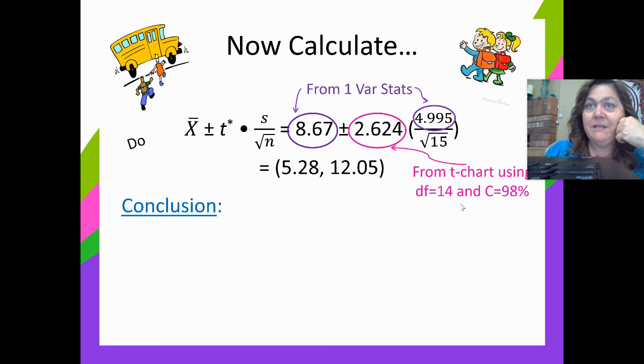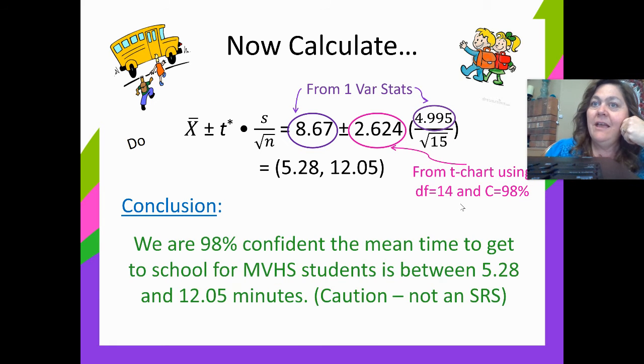So of course, now we need to conclude. State, plan, do, conclude. So we are 98% confident the mean time to get to school, notice the context is going into our conclusion, the mean time to get to school for MVHS students is between 5.28 and 12.05 minutes. However, in your conclusion, you should always state your caution. Caution, it was not an SRS.